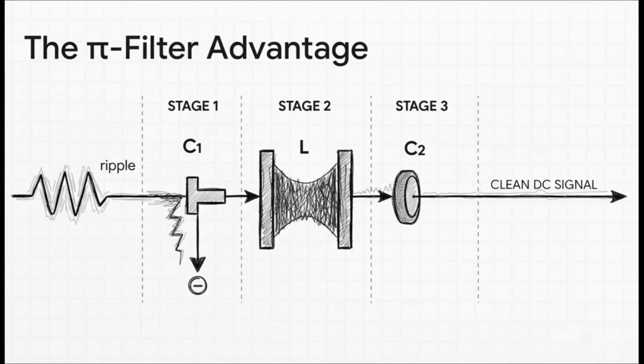The Pi filter is so effective because each part has a very specific job. First, that input capacitor, C1, gets rid of a huge chunk of the initial ripple. Then, the inductor in the middle acts like a gatekeeper, blocking almost any remaining AC from getting through. And finally, that second capacitor, C2, does one last smoothing pass, giving us an incredibly clean DC signal. It's a really powerful three-stage cleaning process.